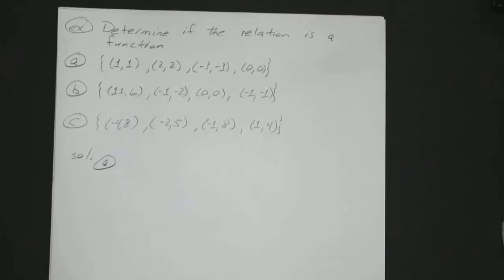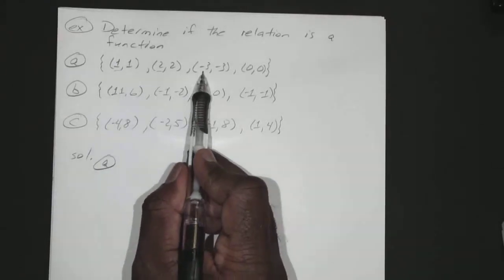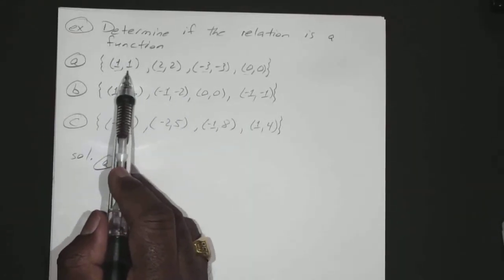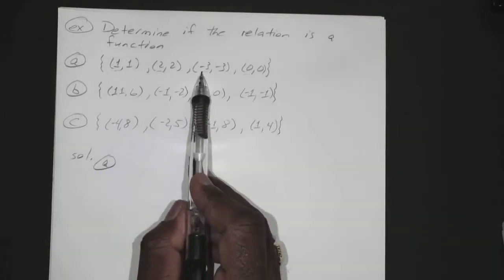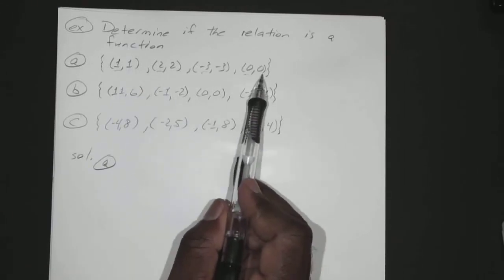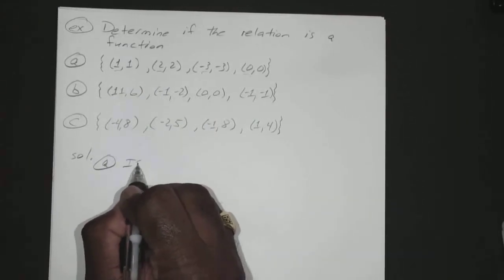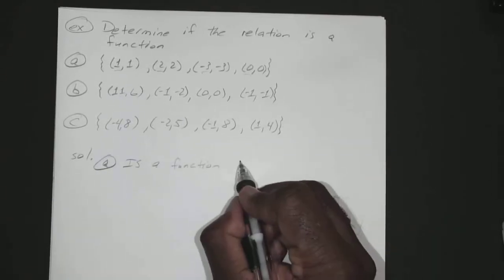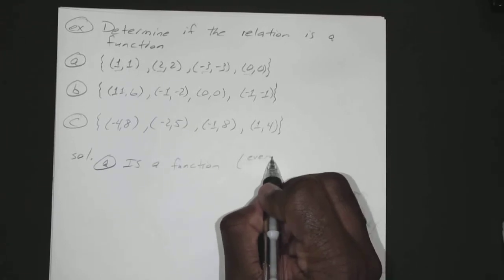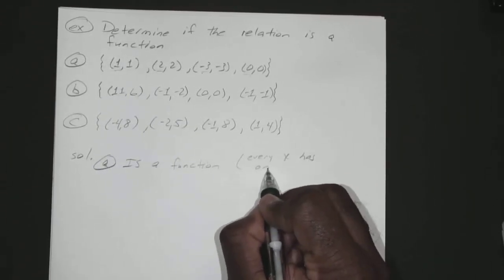Okay, so for A, you just look at all your x values. 1 only has one y value. Same with 2, it doesn't appear anywhere else. Same with -3, it doesn't appear anywhere else. Same with 0, it doesn't appear anywhere else. So it is a function. Every x has one y.